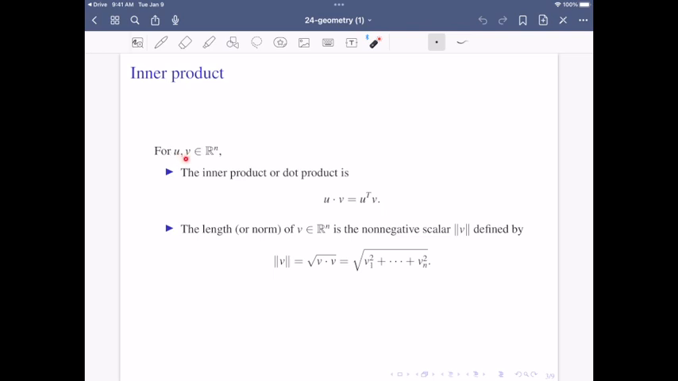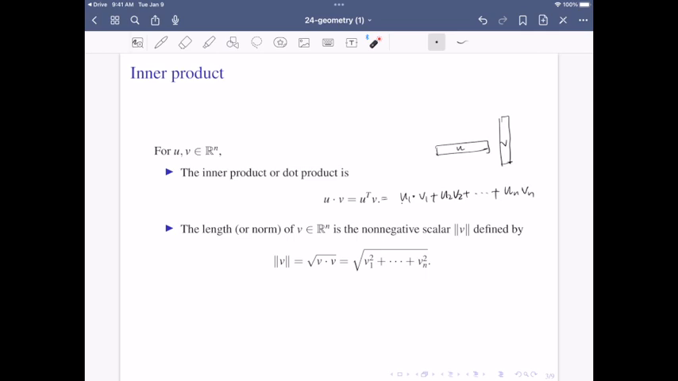Because u and v are both given as column vectors, u transpose is a row vector. So u is like this, v looks like this. In other words, this can be written as the summation of first component times first component, second component times second component, all the way down, of u and v.